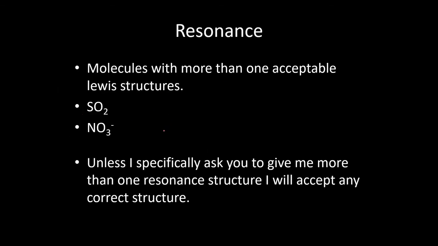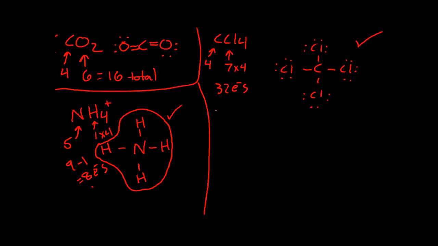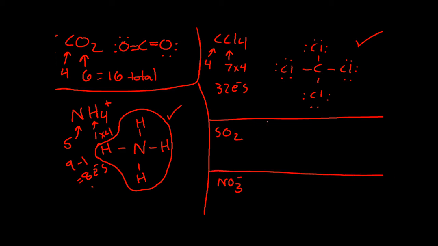All right, let me see. Do I have any more examples of these? Yeah, so let's go ahead and work on these two real quick. So this is sulfur dioxide and nitrate. Let's go back here to do that. So we have sulfur dioxide and we have nitrate. I have to write these fairly small, but that's okay. So go ahead and pause the video and try to write out the Lewis structure for sulfur dioxide.